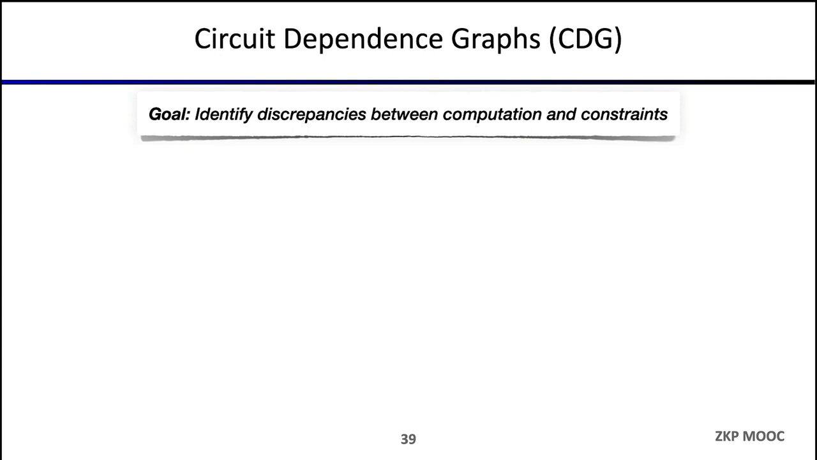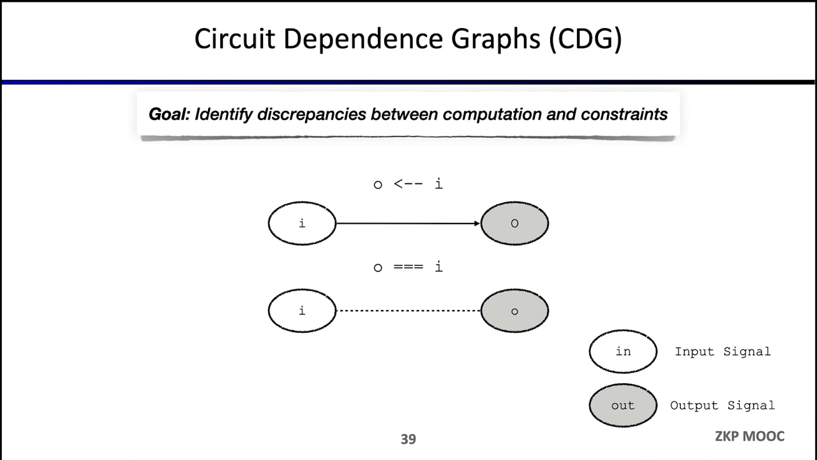As the name indicates, it's a graph representing ZK circuits where nodes represent signals, okay, of different types, input and output. And the edges represent dependencies. Here we use a directed solid arrow to represent data dependencies. For instance, if you have a witness computation that's trying to assign I to O, then we are going to put an edge from I to O, which essentially encodes that in order to compute O, it has a data dependency on I.